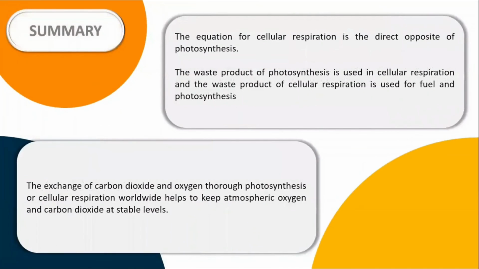So in summary, first, the equation for cellular respiration is the direct opposite of photosynthesis. Next, the waste product of photosynthesis is used in cellular respiration, and the waste product of cellular respiration is used as fuel in photosynthesis. Lastly, the exchange of carbon dioxide and oxygen through photosynthesis and cellular respiration worldwide helps to keep the atmospheric oxygen and carbon dioxide at stable levels.